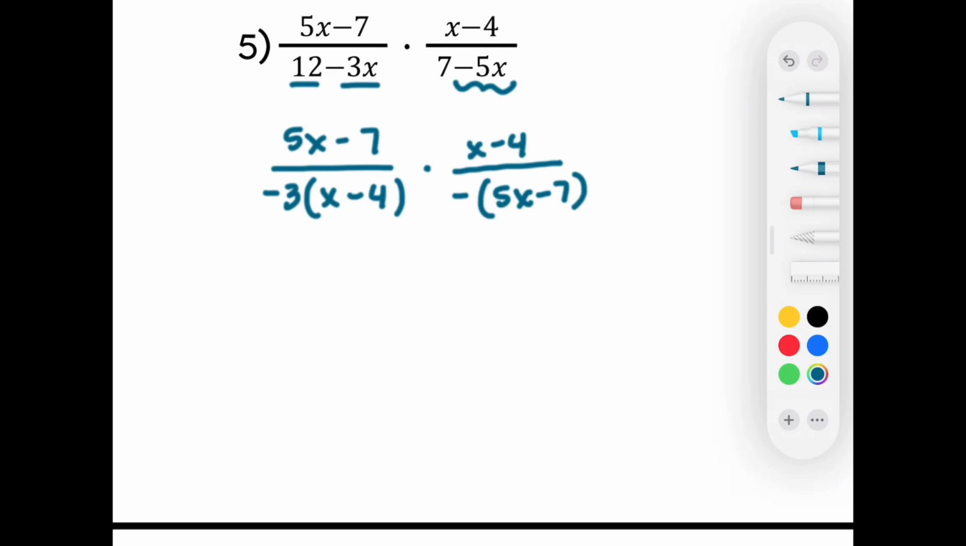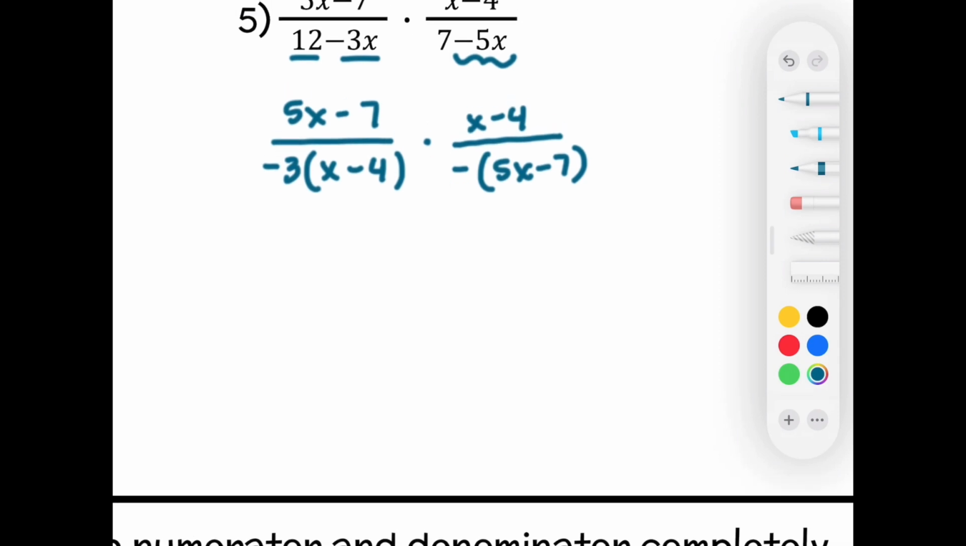All right, so now here is where we look for anything on the top and the bottom that cancels out. If I were to cross off, we have 5x minus 7, those cancel each other out. And then we have x minus 4, those cancel each other out. Once we get there, we just multiply straight across. We don't have anything left on the top, but remember, if you have nothing left, that means you have a 1 up top. Not a 0, a 1. And then on the bottom, we have -3 times -1, which is just +3. So our answer would be 1/3.